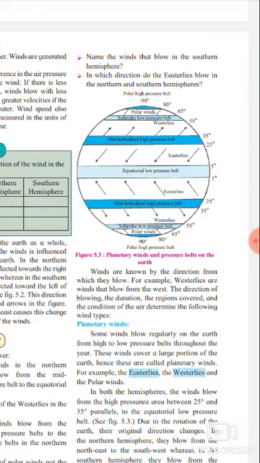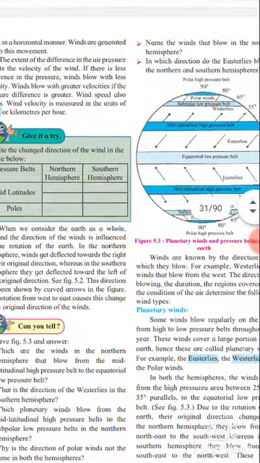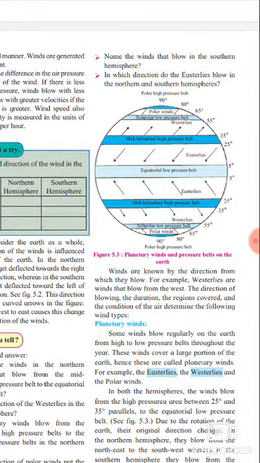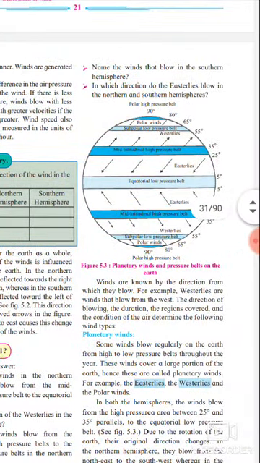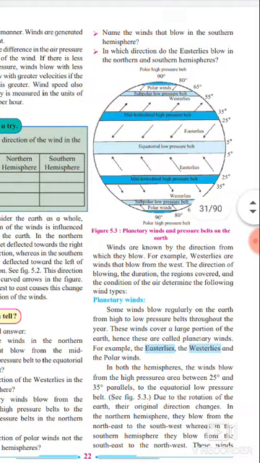And in which direction do the easterlies blow in the northern and southern hemisphere? In which direction? Yes, direction also changes here, and this way you find it by seeing or by observing this figure.